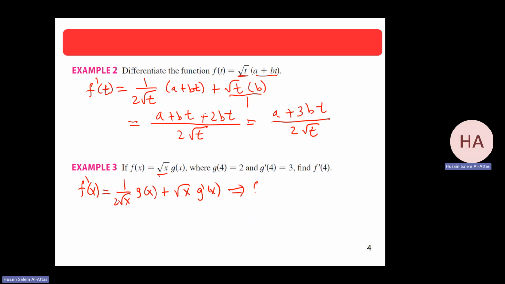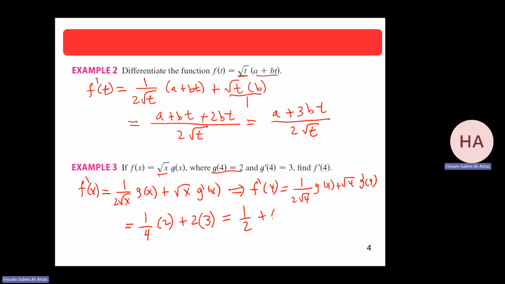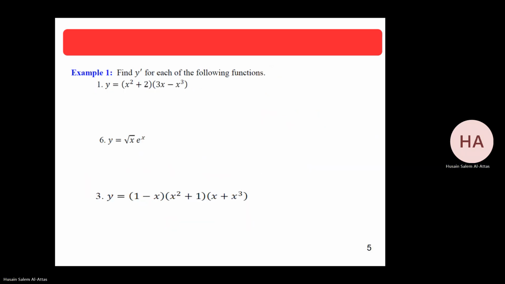So now, what is f prime at 4? Substitute instead of x before, 1 over 2 root 4, g at 4, root 4, g prime at 4. That will be 1 over 4. Root 4 is 2. 2 times 2. G at 4, he says it's 2. So this is 2. Plus 2. G prime at 4 is 3. So I have half plus 6, which is 13 over 2. More examples. It's product of two functions.